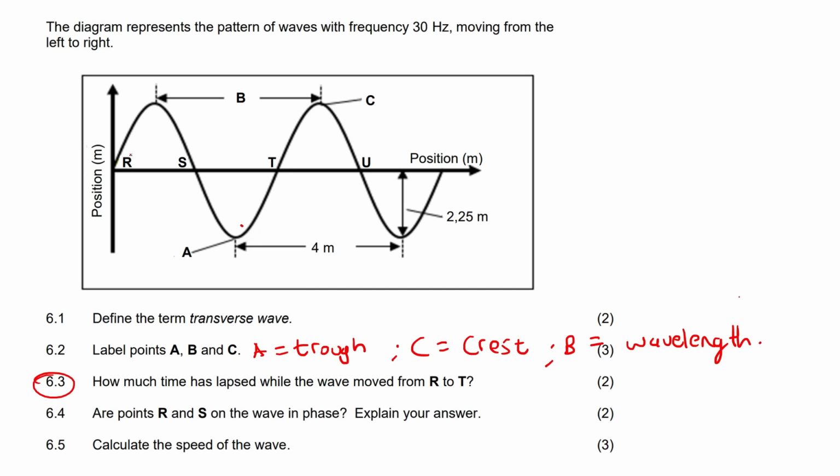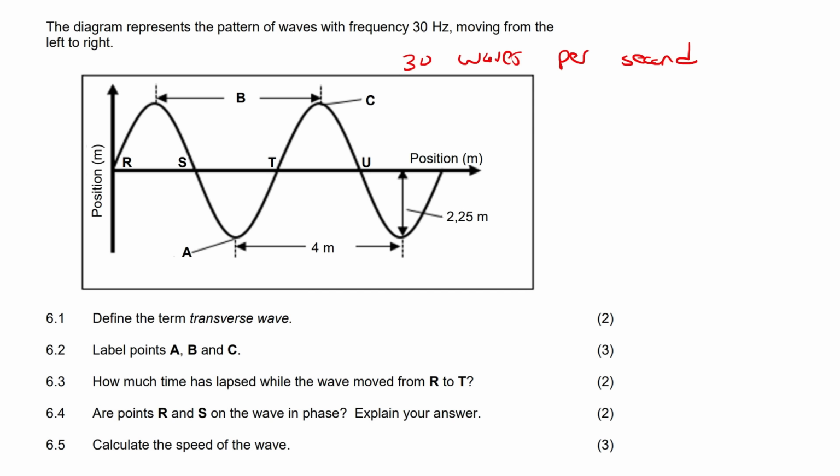This question: how much time has elapsed while the wave moved from R to T? Okay, so can you see that R to T is one wave? So let's think about this. We know that the frequency is 30 waves per second. So in 1 second, there are 30 waves coming past. But what we want to know is how long it takes for one wave, because if you go from R to T, that is only one wave.